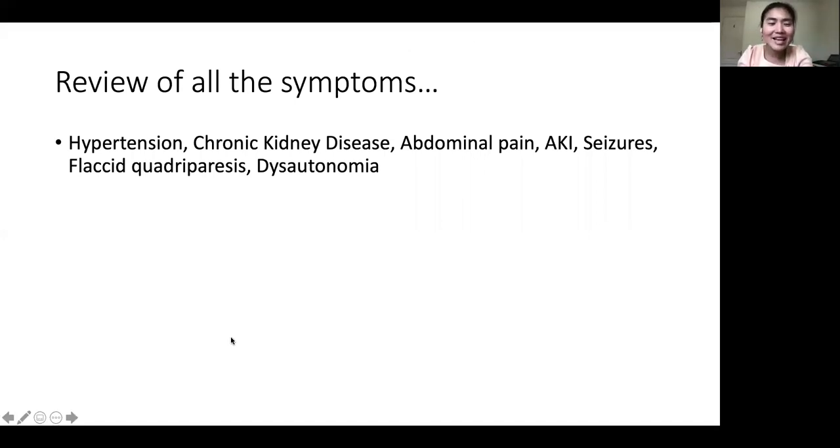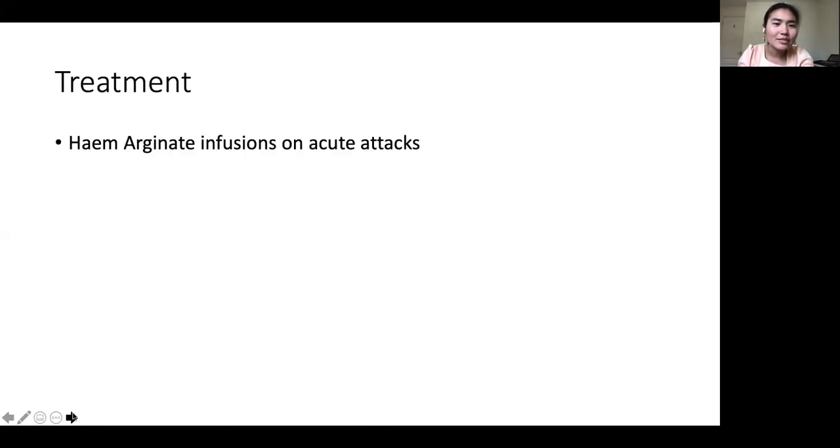So this lady had a brilliant consultant, it's not me. She thought about this and sent for porphyria screening, and it came back positive. So acute intermittent porphyria. To be honest, this lady was very unfortunate. She had this astrocytoma, and unfortunately she also had this condition. So this is a good story. For treatment of acute intermittent porphyria, you give heme arginate infusions and give symptomatic treatment.